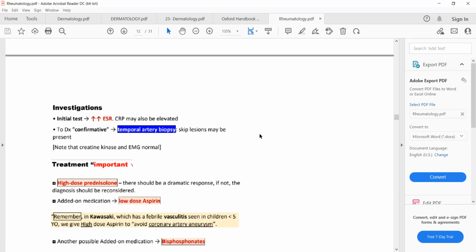So temporal arteritis will be confirmed on biopsy.